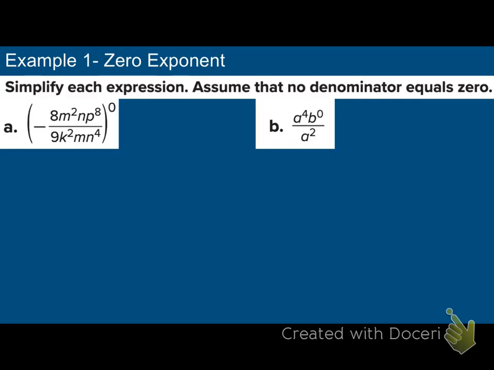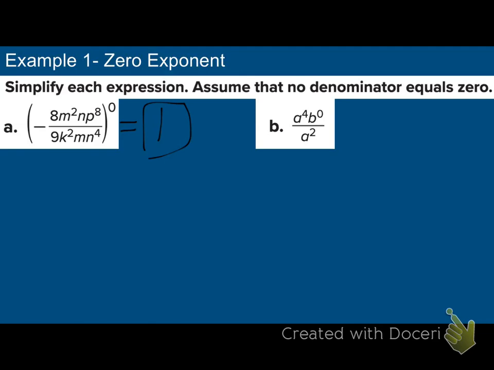Simplify each expression. Assume that no denominator equals 0. Letter A. Negative 8m squared n p to the 8th over 9k squared m to the 4th. That whole quotient is raised to the 0 power. Any ideas? Yep, 1. That whole thing is raised to the 0 power, so my answer is 1.